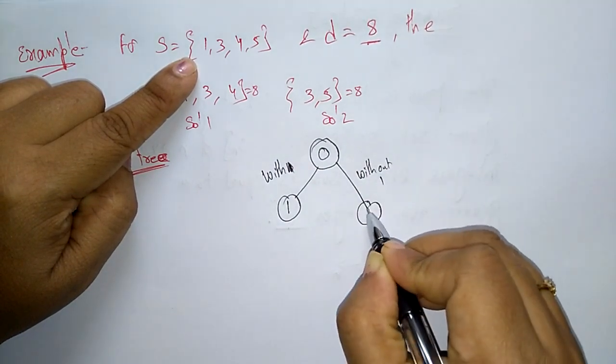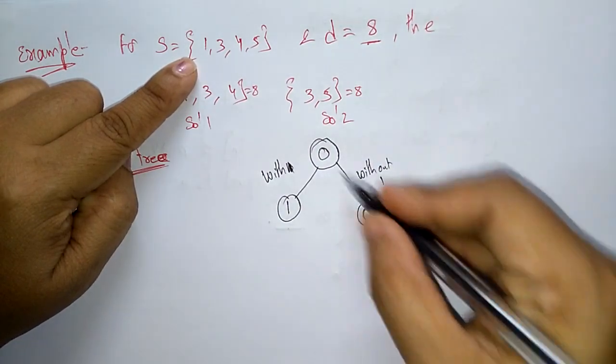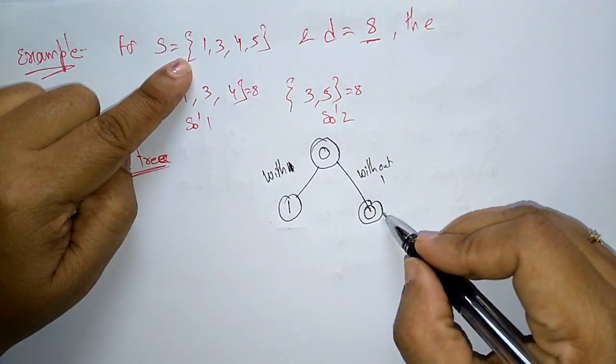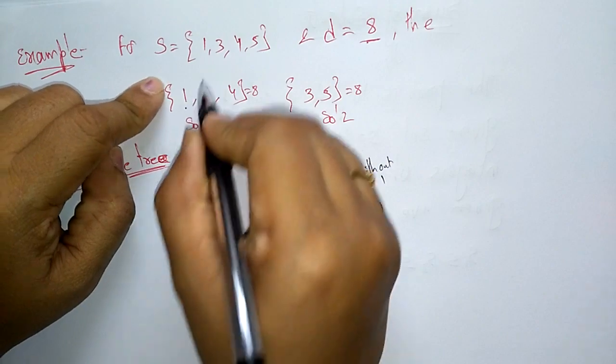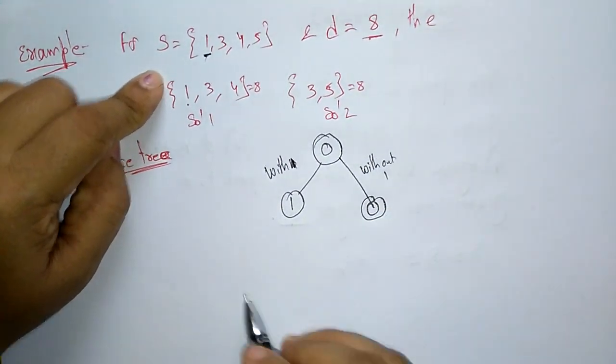So without 1 means just copy the 0. Left side just copy the 0, and right side just add the first element, that is the 1.